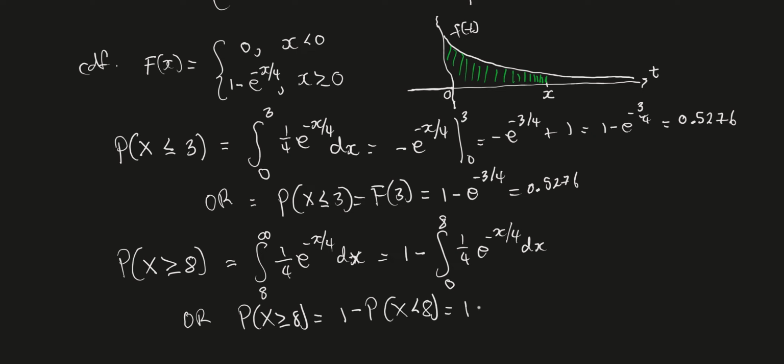And then this would be 1 minus big F of 8, which is 1 minus the quantity 1 minus e to the minus 8 over 4. But look at how this simplifies. The 1 goes away. That negative changes it to a positive e to the negative 2. And that's our probability, which is approximately 0.1353.